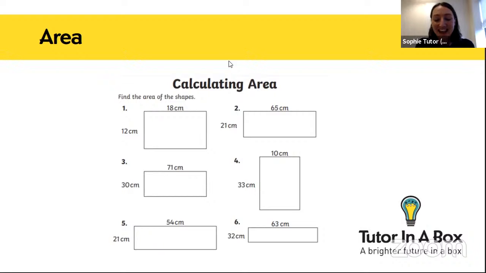Lots of good answers coming in for this. Let's give you a couple more minutes to do the rest of them. As always, if you are stuck or confused or have any questions, please do let us know. Otherwise, have a go at working out number 3, number 4, number 5, and or number 6.